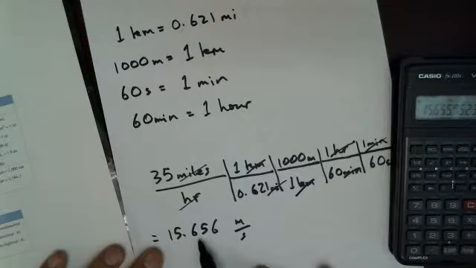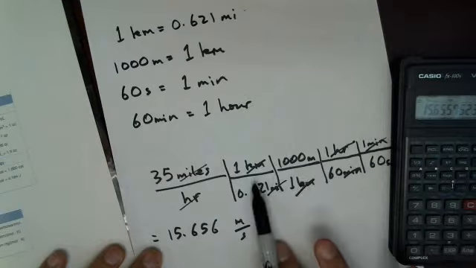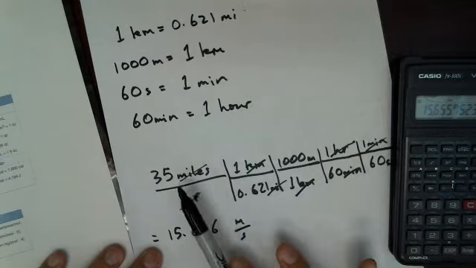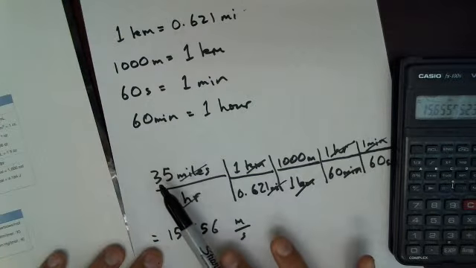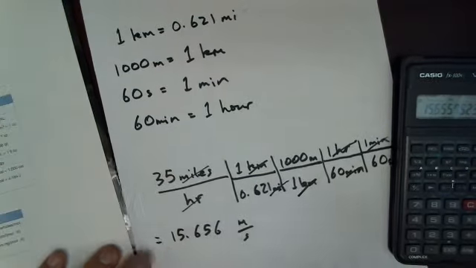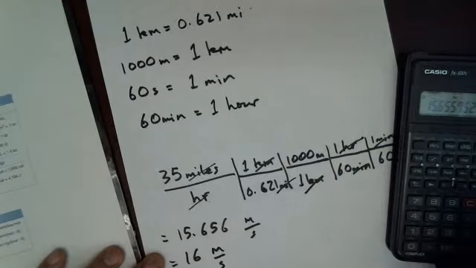But this isn't the right significant figures. All in here we've used multiplication and division, so I've got to report my answer to the correct number of sig figs, which is 2. So this is actually going to be 16 meters per second.